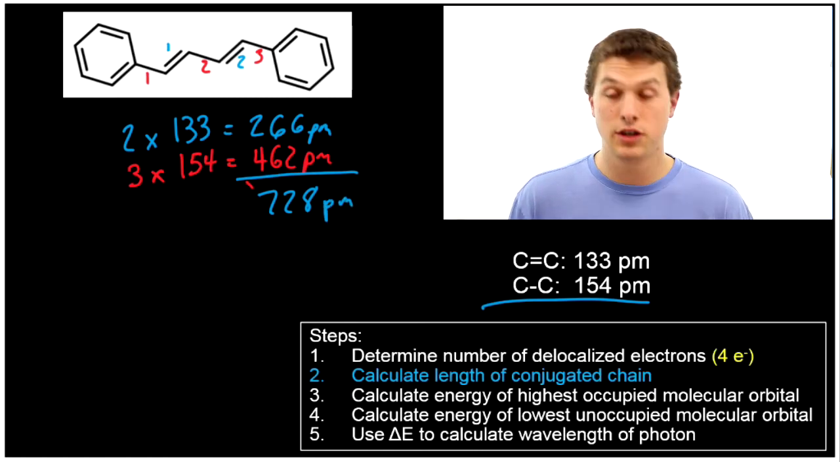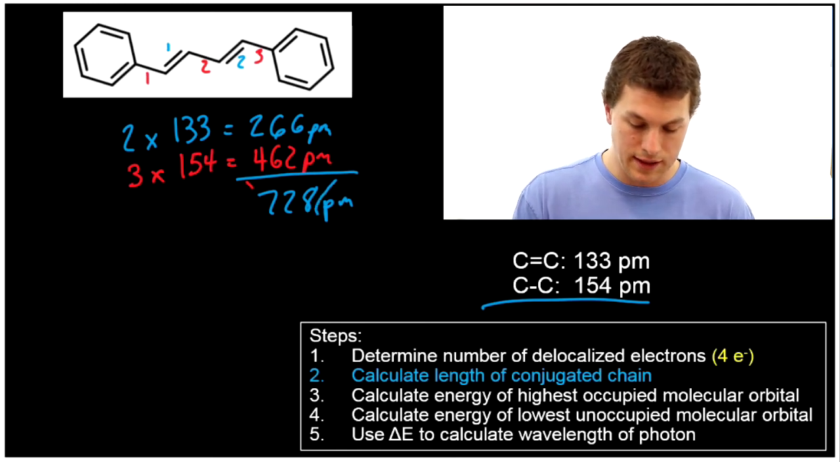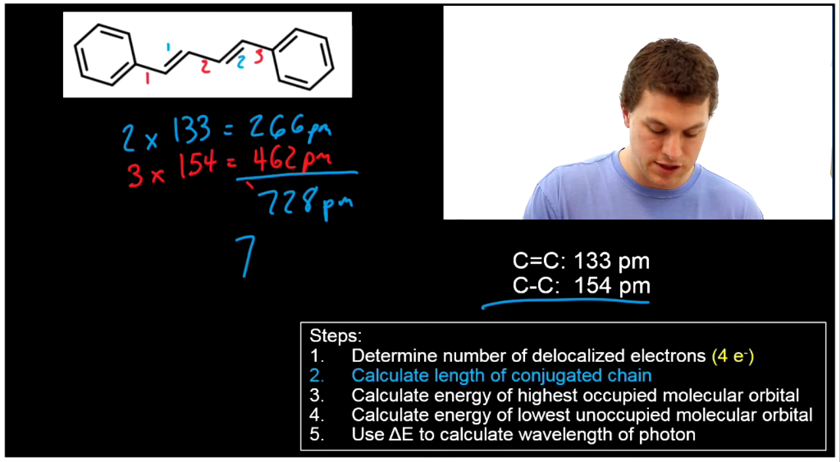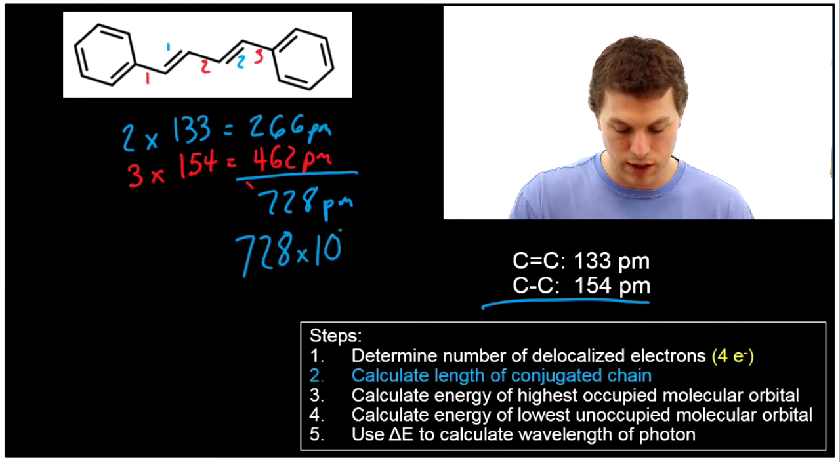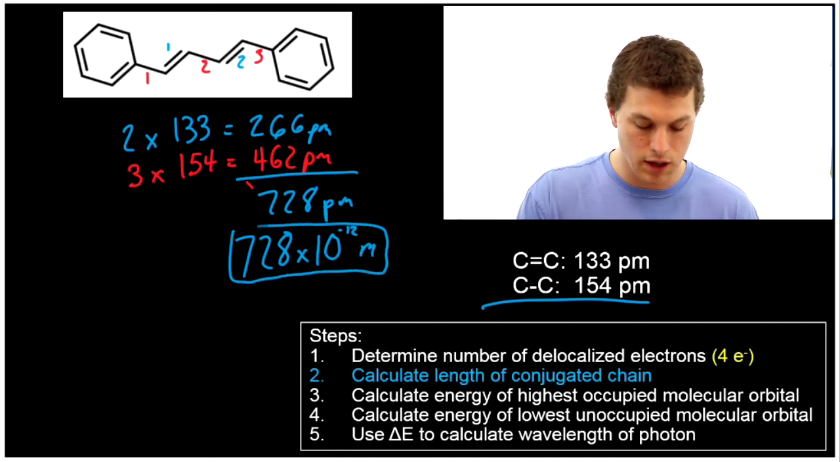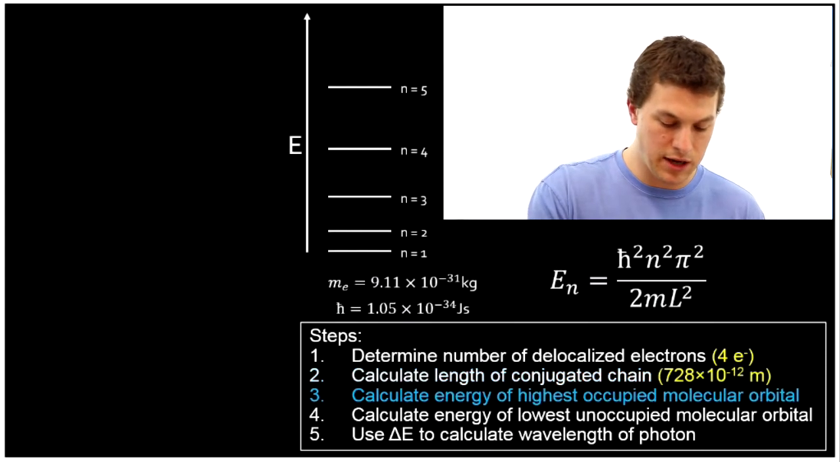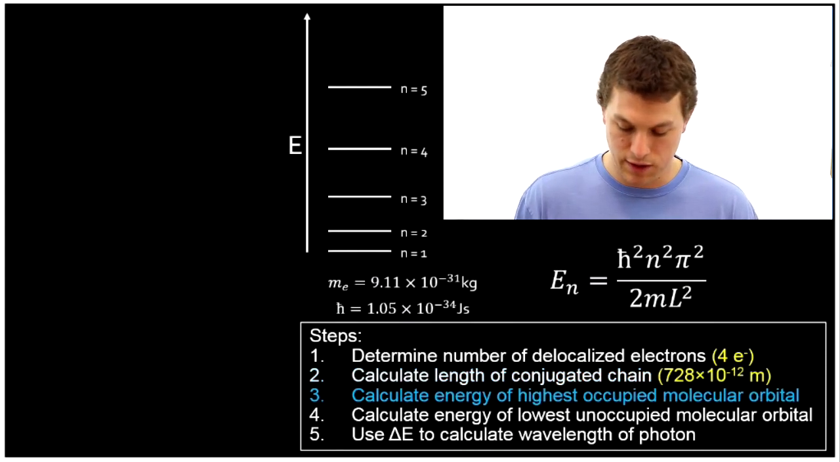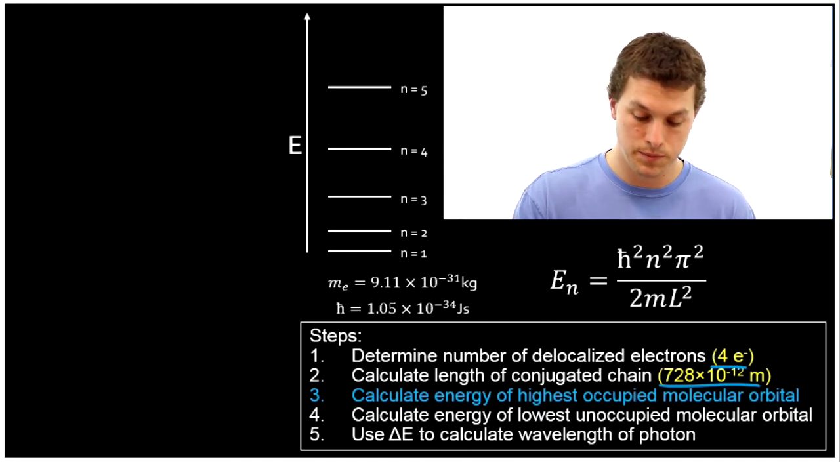Really, though, when we plug everything into our equation, we need SI units. We need kilograms, meters, joules. And that means that what we're going to need to do is convert this to meters. And that just means we take 728, multiply it by 10 to the minus 12th, and that's going to give us meters. So that's the length of our conjugated chain. Now, you'll notice that I've been adding our answers to our questions. So I have 4 electrons and a 728 times 10 to the minus 12th meter chain.